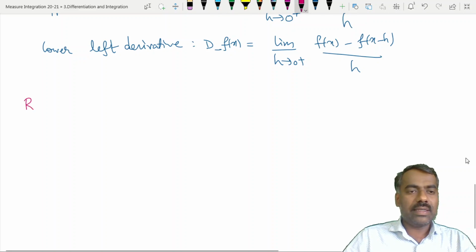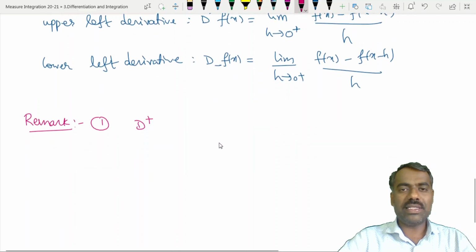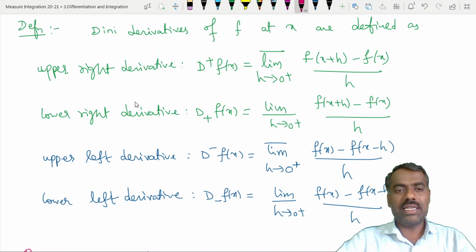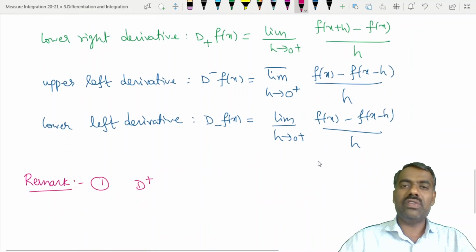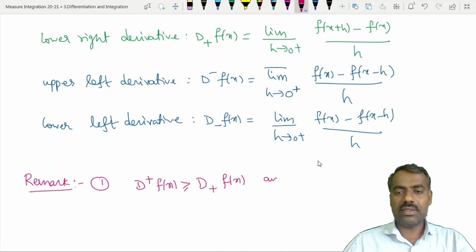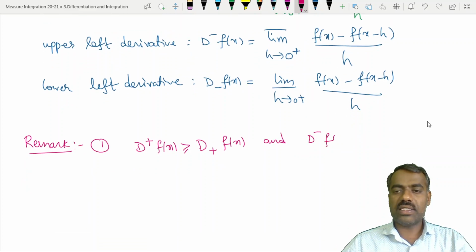So we'll write some remarks from this definition. We can observe that the upper right derivative D plus f of x is the supremum of this same function, and the lower right derivative is the lim inf. The first one is lim sup, the second one is lim inf. We know lim inf is always less than or equal to lim sup, so the upper D plus of f of x is always greater than or equal to the lower D plus. Similarly, the upper D minus f of x is always greater than or equal to the lower D minus f of x.